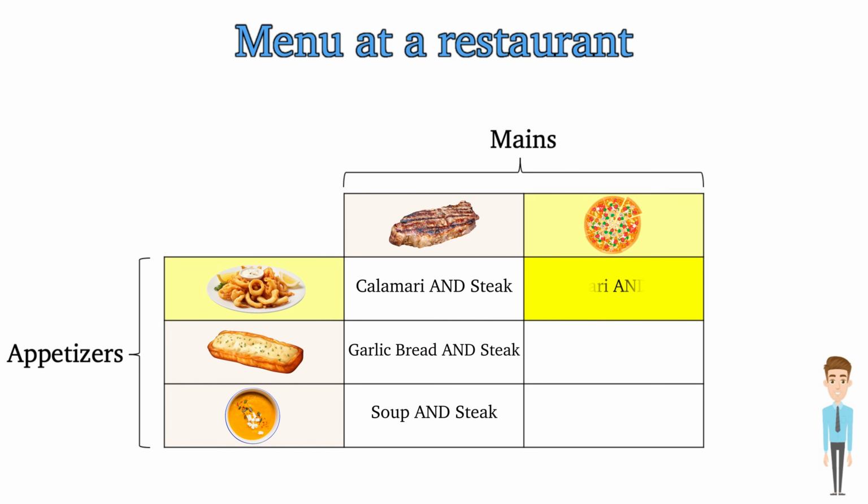This spot is calamari and pizza. This section is garlic bread and pizza. This piece is soup and pizza. Now, we know how to read a two-way table and understand its components.